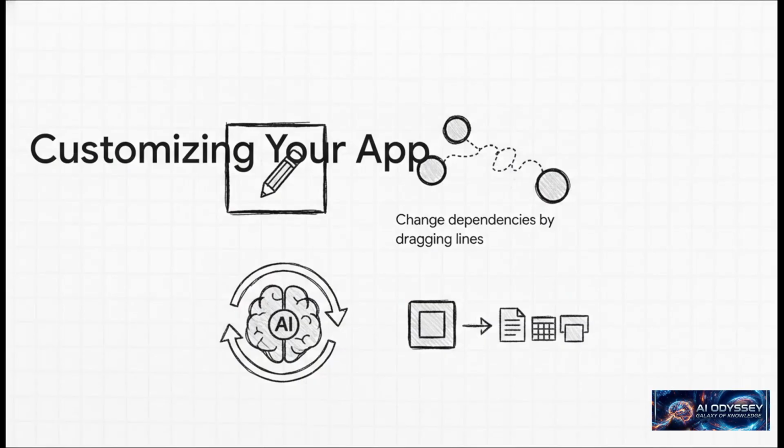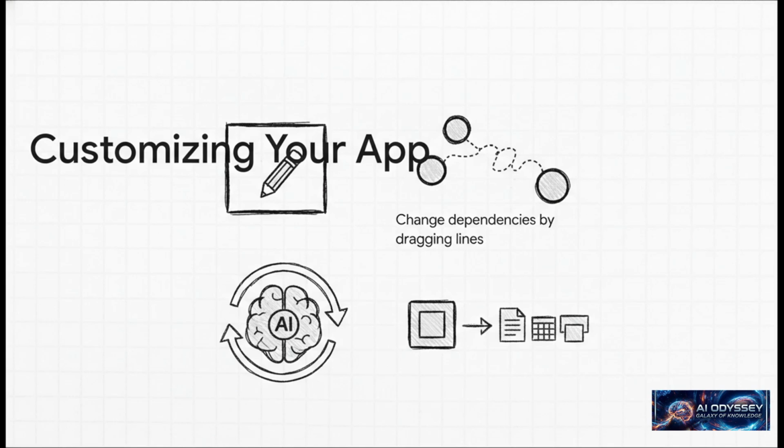And just because Opal automates this setup, it doesn't mean you lose control. It's actually the opposite. You can click into any of those little nodes and tweak the prompt to get it just right. You can literally change the whole flow just by dragging the connecting lines around. You can even swap out which AI models it uses, picking from Google's whole suite of models for text, images, video, even music. And then you can have the final product pop out neatly into a Google Doc, a sheet, or even slides.